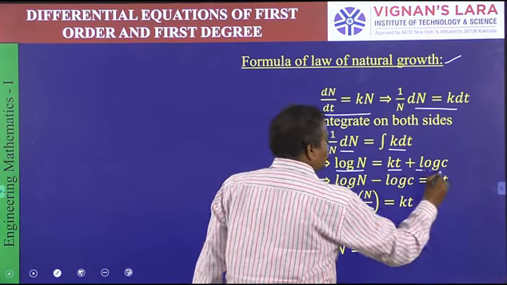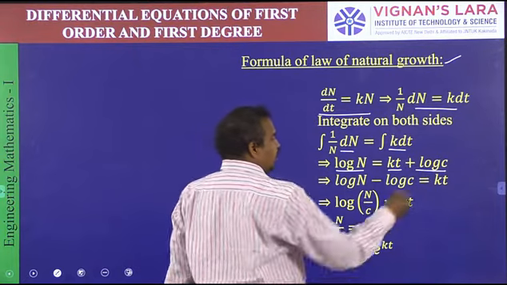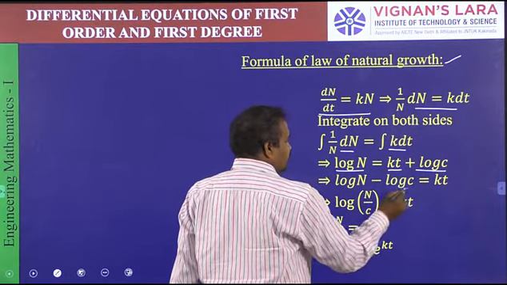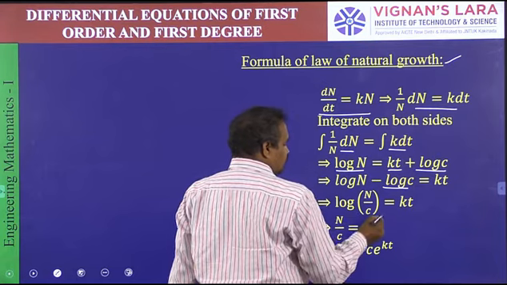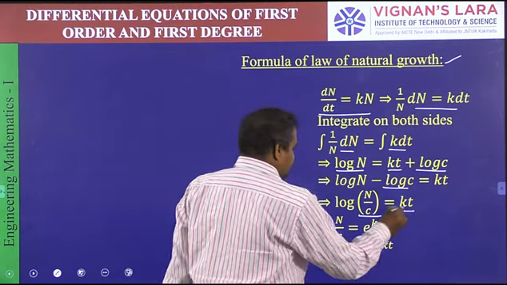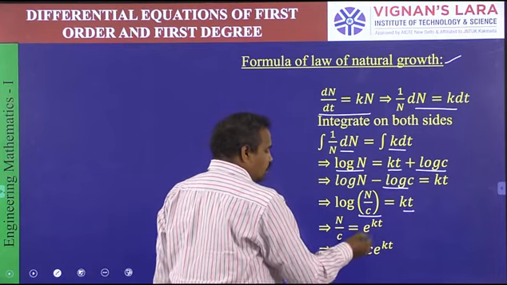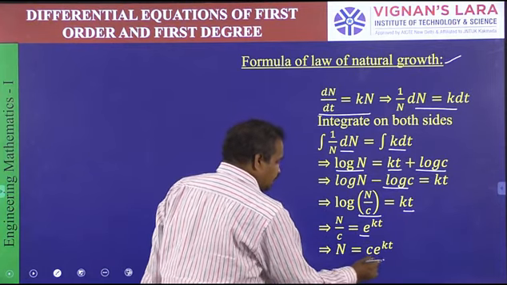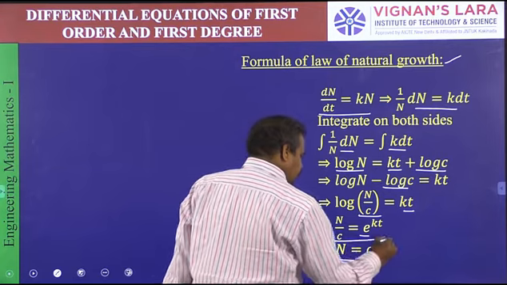For our convenience, take the constant also as log c. Bring this log c to the left hand side, minus log c. Log a minus log b is log a by b. Log of N by c is equal to kt. That means N by c is equal to e power kt. From this, N is equal to c into e power kt.